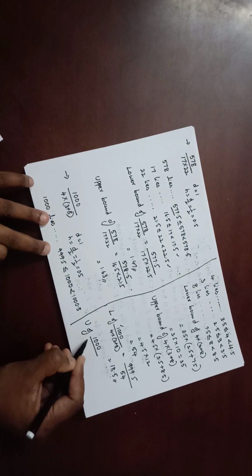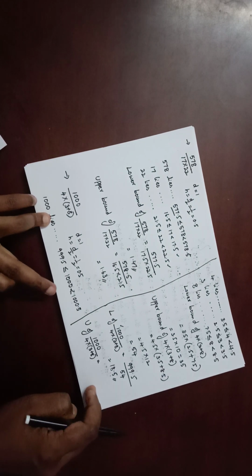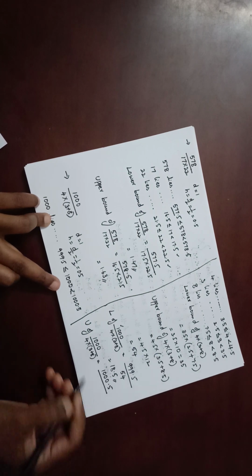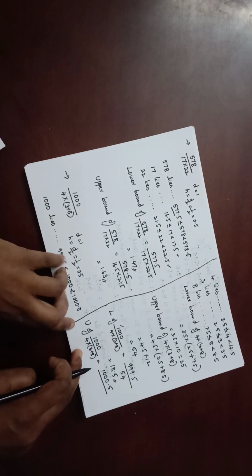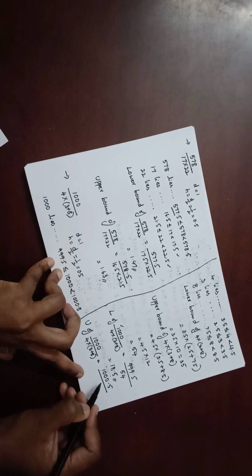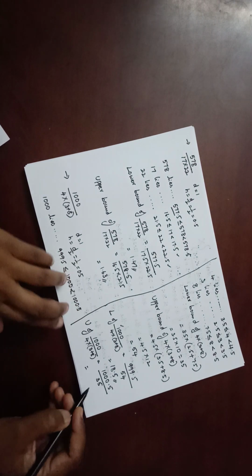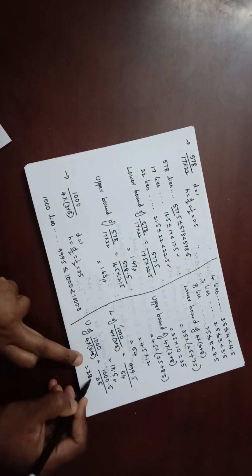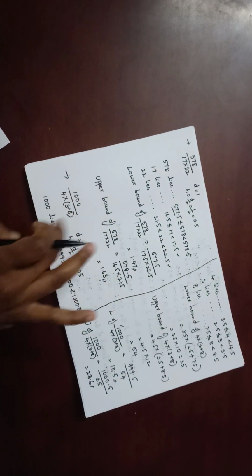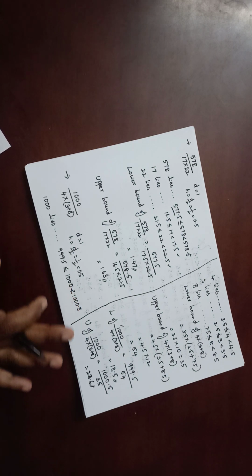Now upper bound of the calculation. Upper bound of 1000 by 4 into 3 plus 8 is, upper bound of 1000 is 1000.5 divided by lower bound of the denominator, that is 35. So what is the value? That is 28.6. This is lower bound and this is upper bound of the calculation. Okay. So I think you understood the problem.